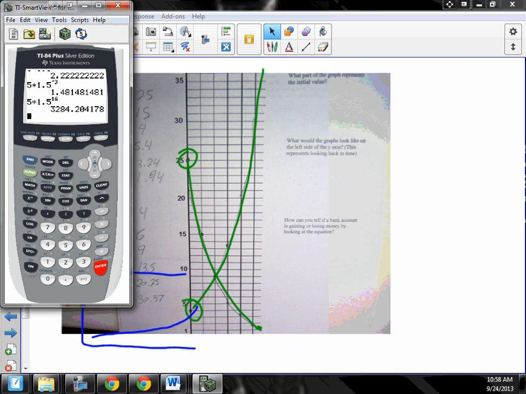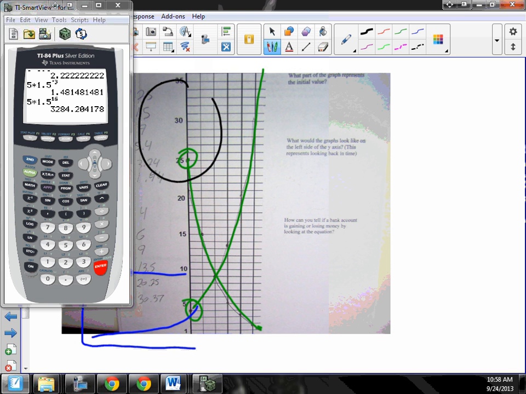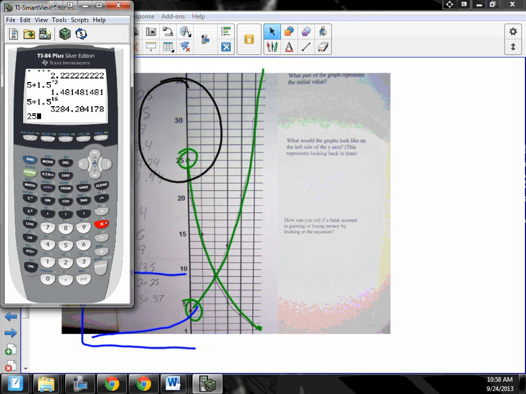So what happens on the left side of the other graph? What happens over here? It's going to go up really fast. So if I use the other equation, which was 25 times 0.6, if I raise that to the negative 1, that will tell me how much money the CD player was worth last year. $41.66.